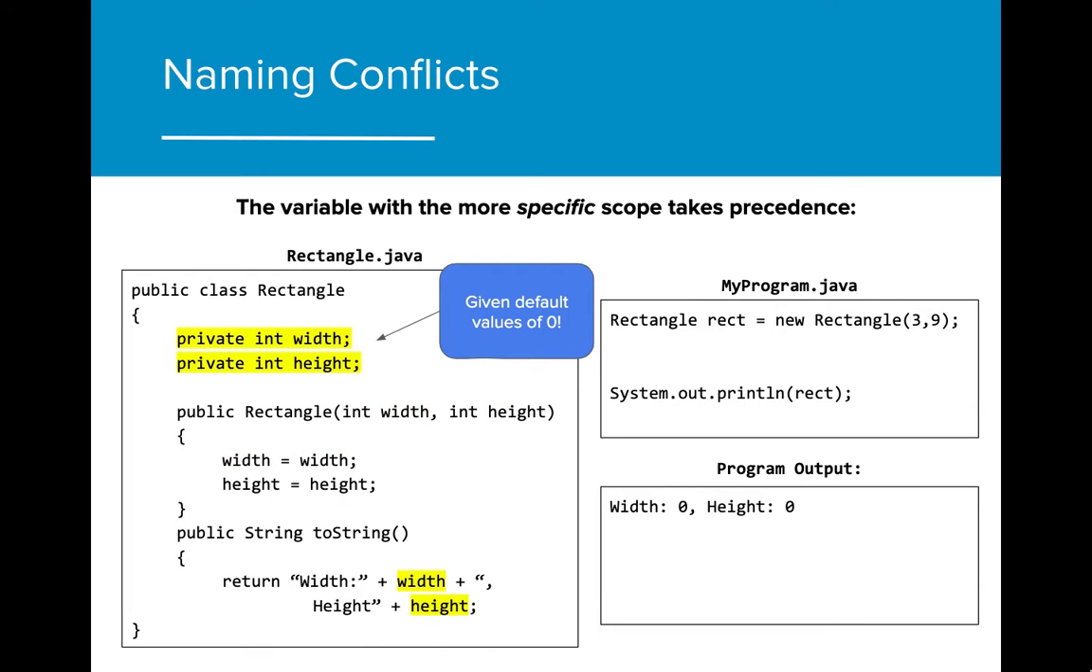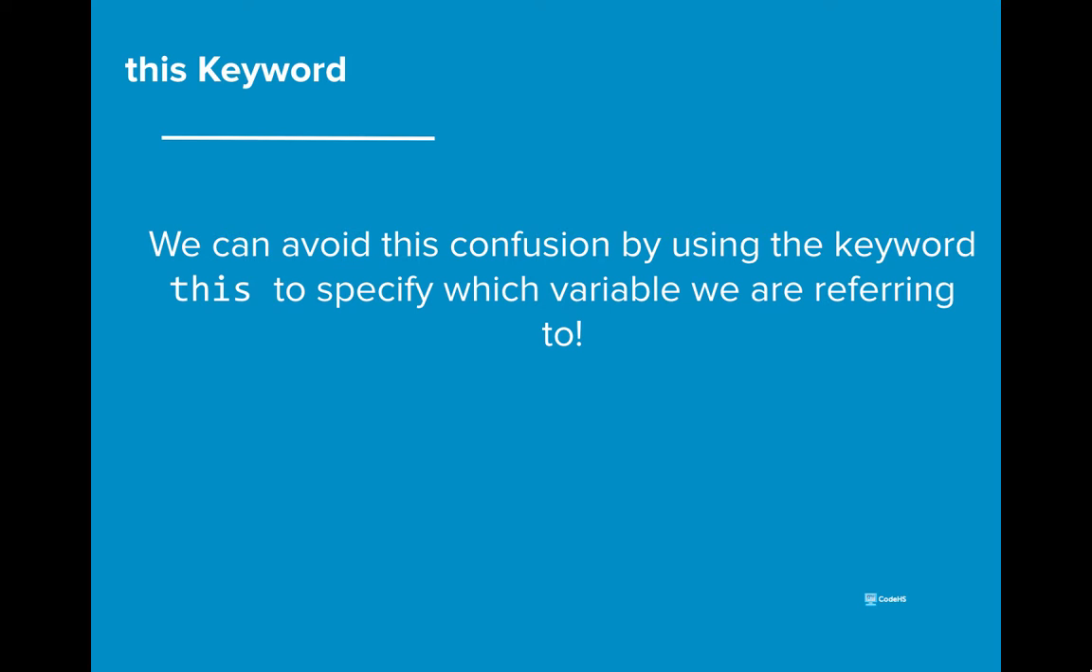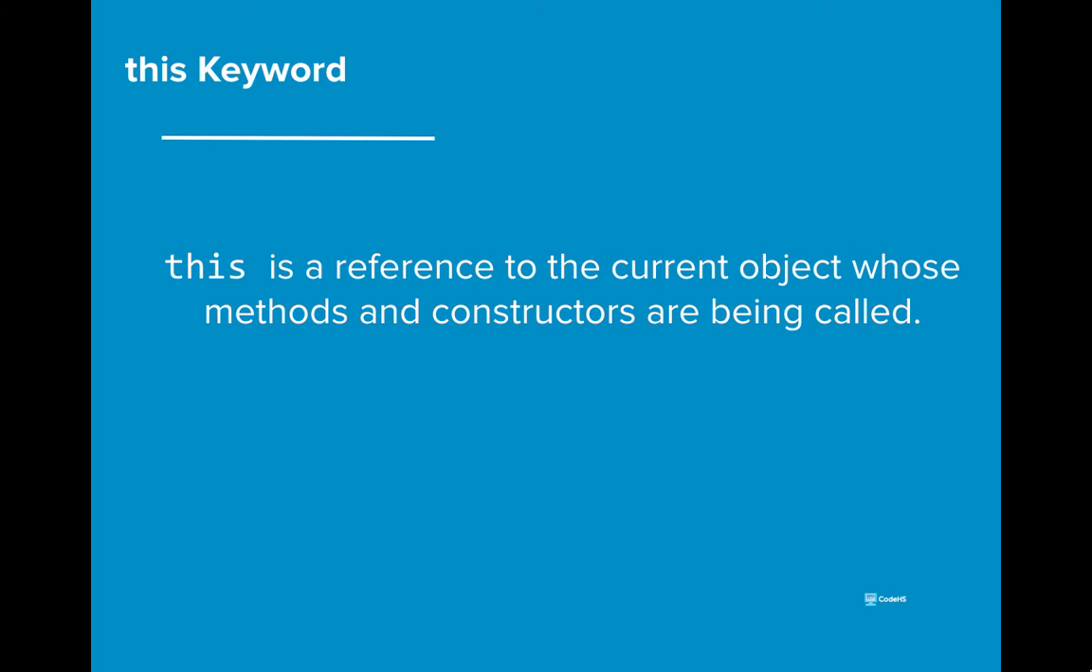The instance variables width and height are actually given the default values 0 and 0 because they are not initialized in the constructor. When the toString is called, it will use the instance variable values given. We can actually avoid this confusion by using the keyword this to specify which variable we are intending to use in our program. This is a reference to the current object whose method and constructors are being called.